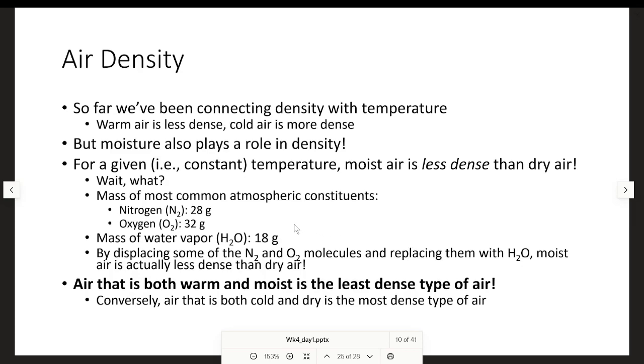They made us calculate this on the first day of class, pull out a periodic table. Here we go. And if you want to do this math, be my guest, but just know that these molecules for water weigh less than nitrogen and oxygen. So, yep. Less dense. And because of that, air that is warm and moist is the least dense type of air. And air that is cold and dry is the most dense.